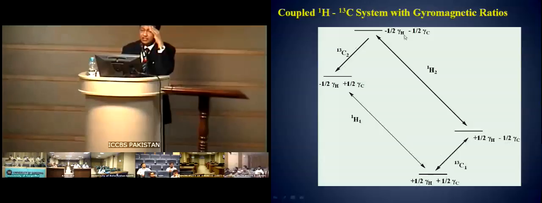And here you see the transition of carbon into proton. Here you see the transition of proton from plus to minus.